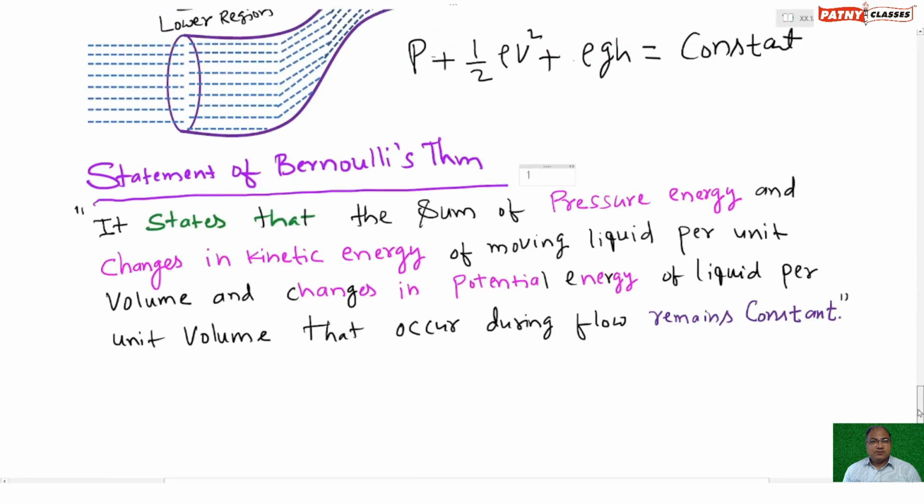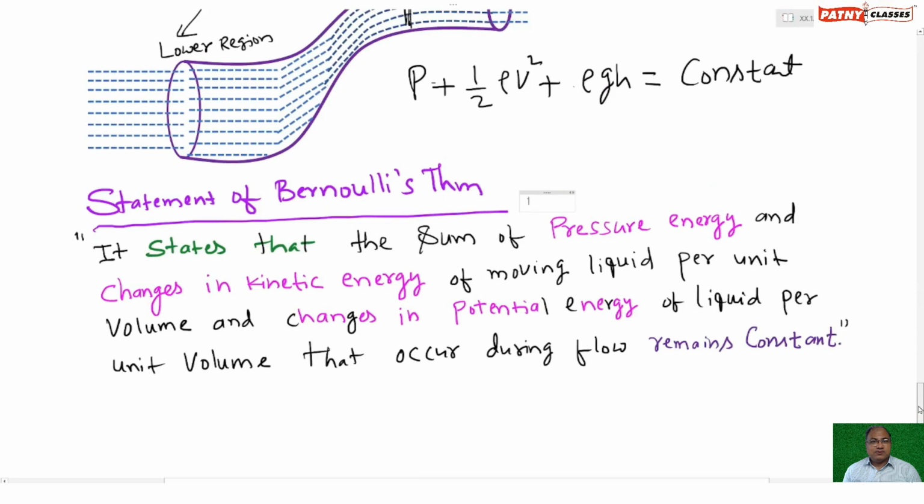Now after all this discussion, let us define Bernoulli's theorem. In Bernoulli's theorem, there are three parts. One is the pressure energy, another is the kinetic energy, another is the potential energy. The addition of all these energies is always constant. That is Bernoulli's theorem. So on the basis of the above discussion, now we come to define Bernoulli's theorem.